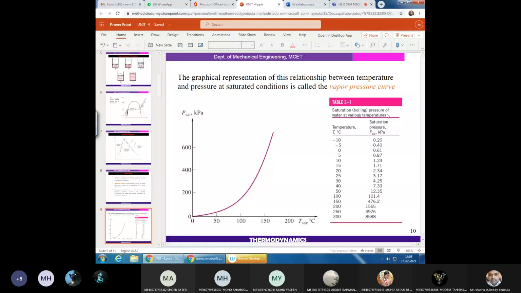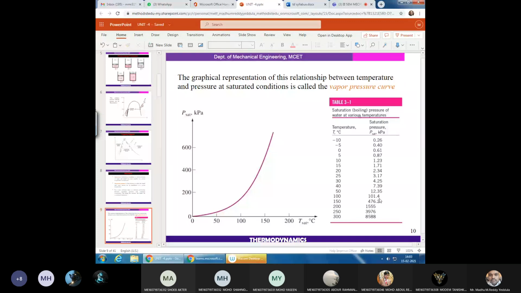Okay, now you can see here, if you see the table, saturation, nothing but boiling, saturation pressure of water at various temperatures. So we can see this is 1 bar. 1 bar is also equivalent to 100 kilopascal. 1 bar is nothing but 1 into 10 power 5 Pascal. 1 into 10 power 5 means 10 power 2 into 10 power 3, 1 into 10 power 2, 100. This means 1 bar is nothing but 100 kilopascal.